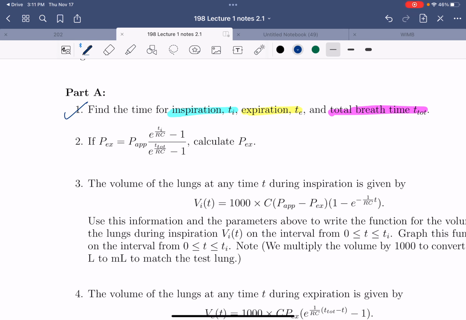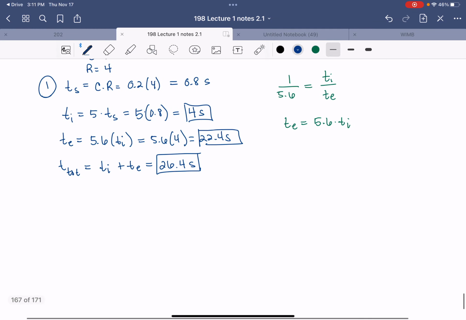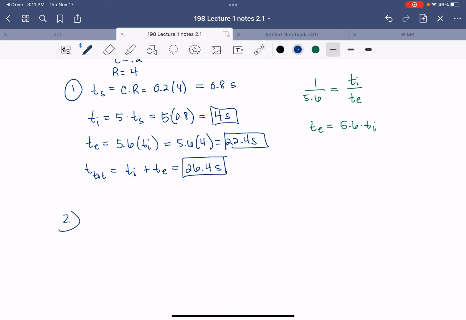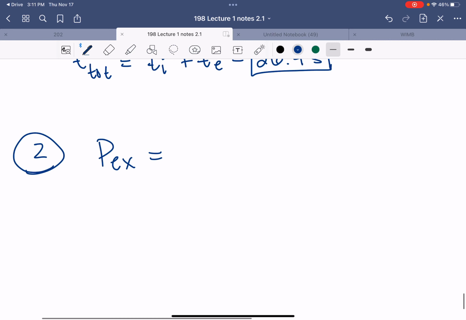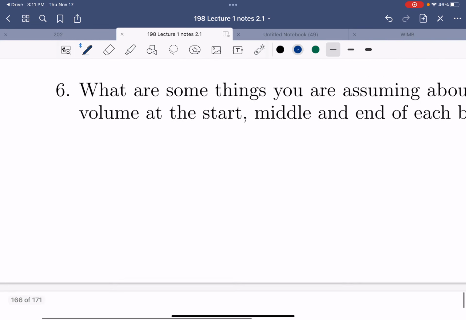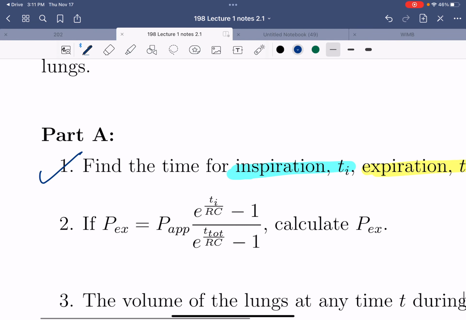Number 2, if PEX is equal to this, then calculate PEX. PEX stands for an escaping pressure. Our system is not perfect, and that means that some things are going to escape through leaks in the airway or whatever. So the PEX is defined as PAP times e to the TI over R times C, and e to the T total over R times C, and I believe they're both minus 1. Let's go back up and check. Yep, both minus 1.